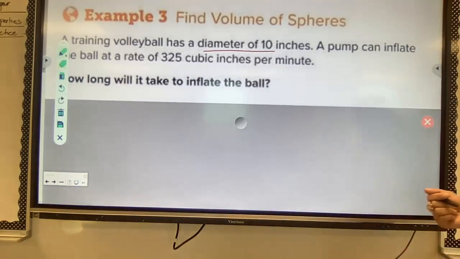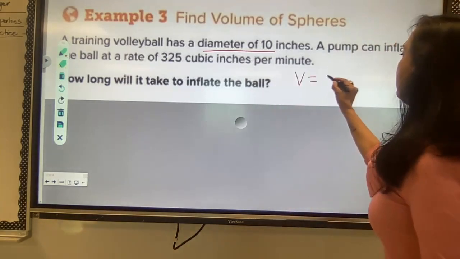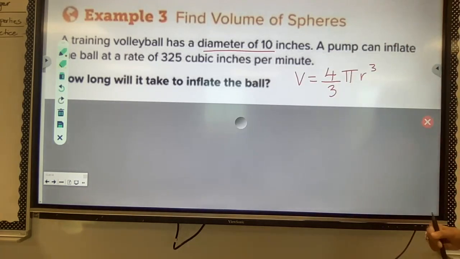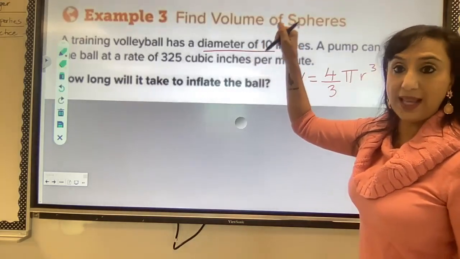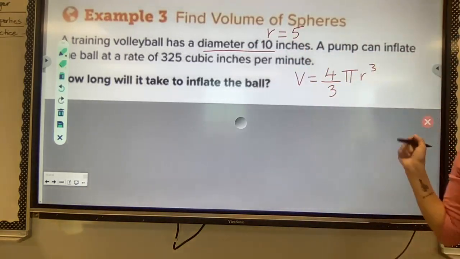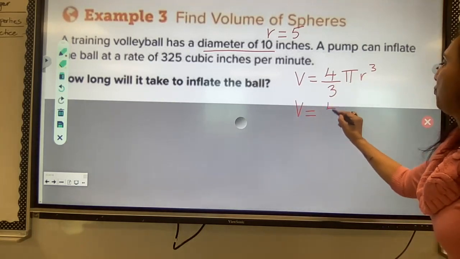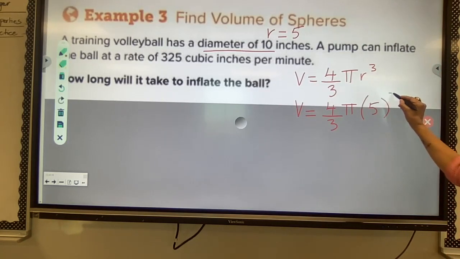So let's look at this one. First we're going to find the volume of the volleyball. Volume is 4/3 pi r cubed. If the diameter is 10, as I said, two radiuses make a diameter, so I'm going to divide that by 2, and my radius is going to be 5, because I need my radius for the calculation. Therefore, volume is equal to 4/3 pi and 5 cubed.